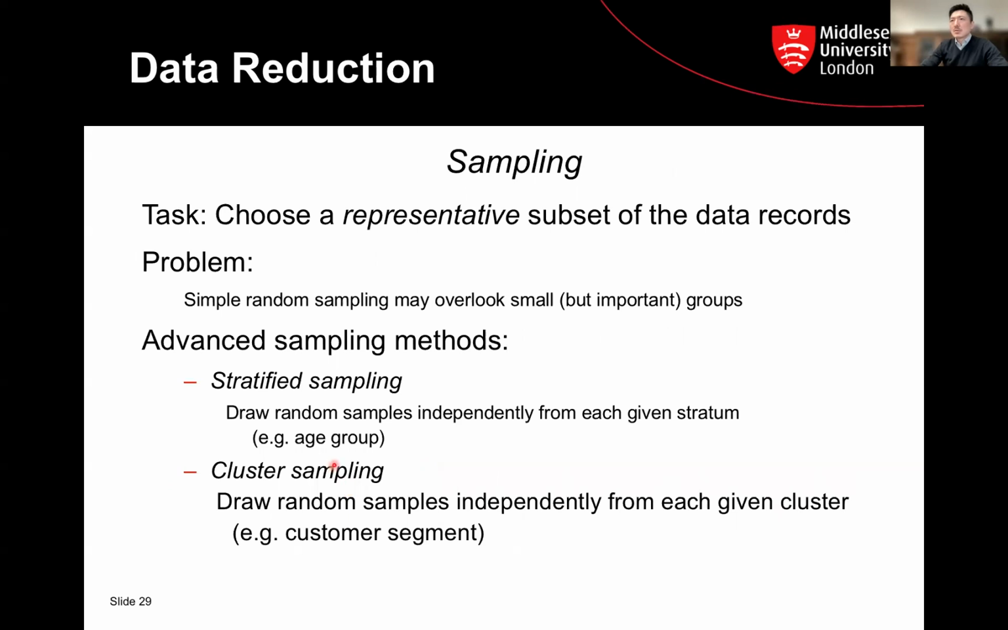The problem with random sampling is that it may overlook small but important groups. If you randomly keep rows from your table, the small groups are less likely to be selected because they have a small number, so it might not be included in the result at all, and then that might be missing from your analysis later.